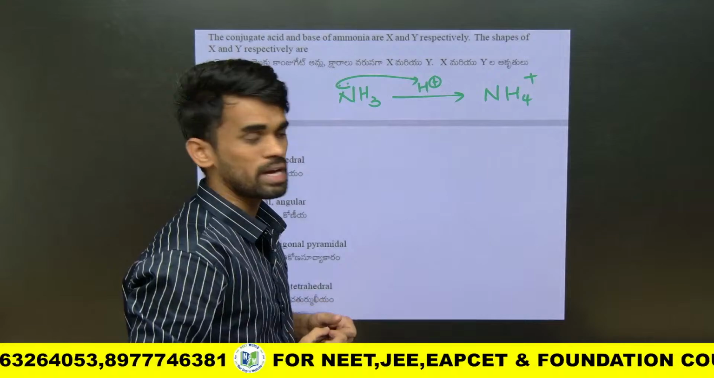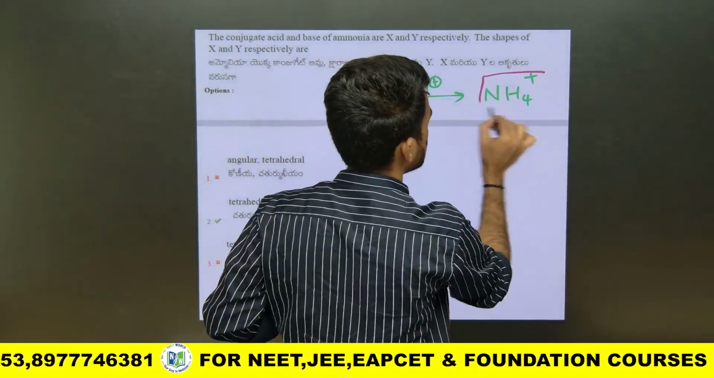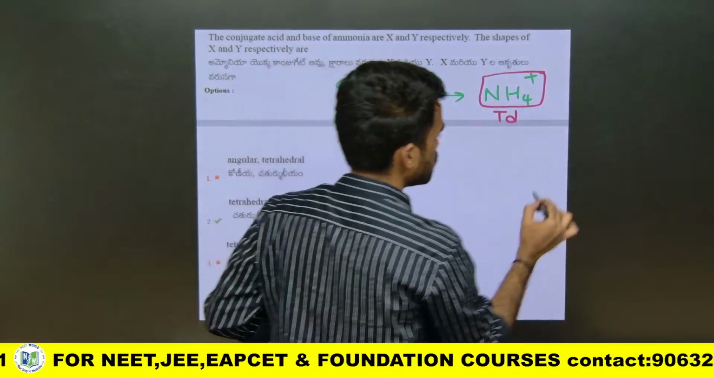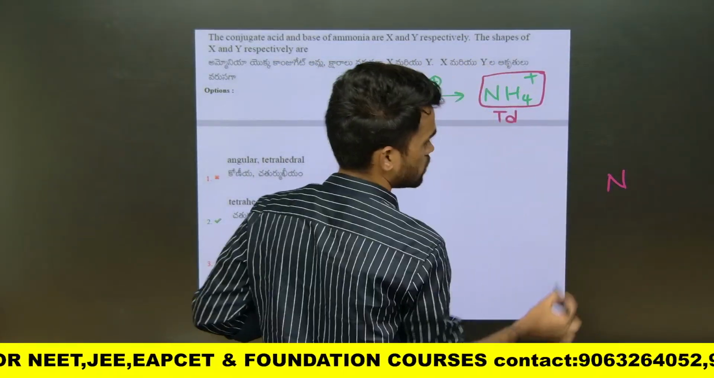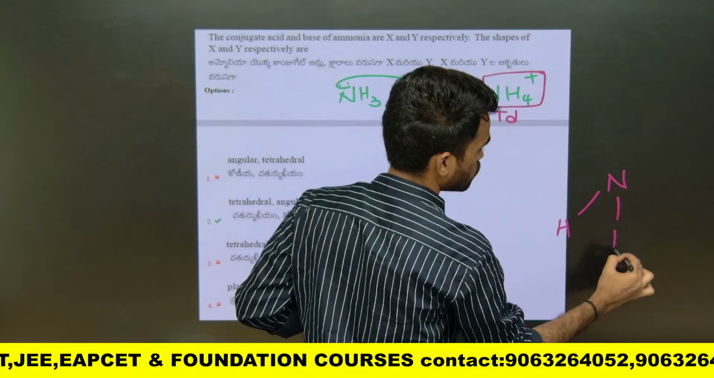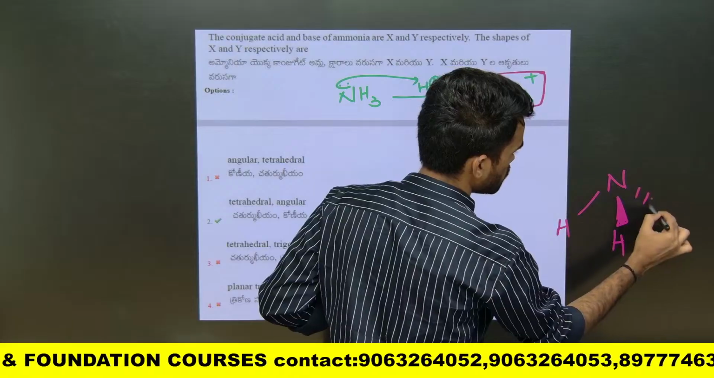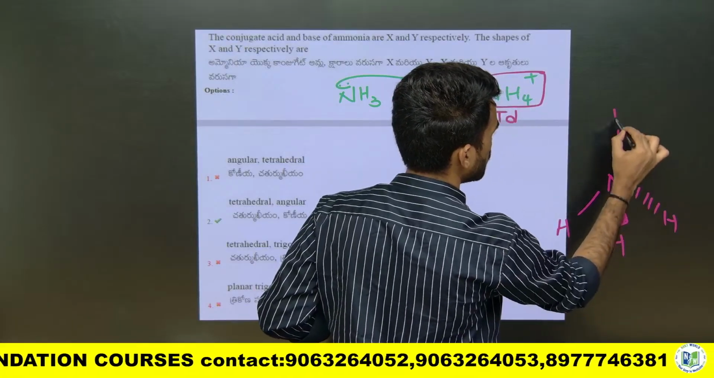So now the ammonium ion will be having what shape? It will be having tetrahedral shape. So how will it be tetrahedral? At the center we have nitrogen. So here one hydrogen, here one more hydrogen above the plane and one hydrogen below the plane like this, and one more within the plane.